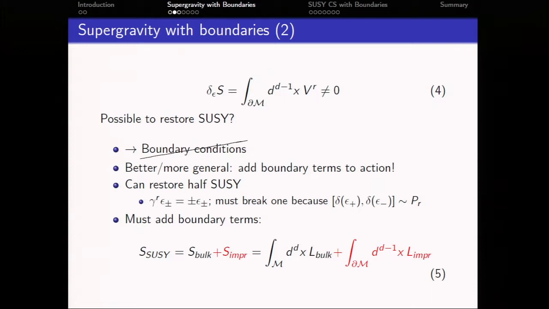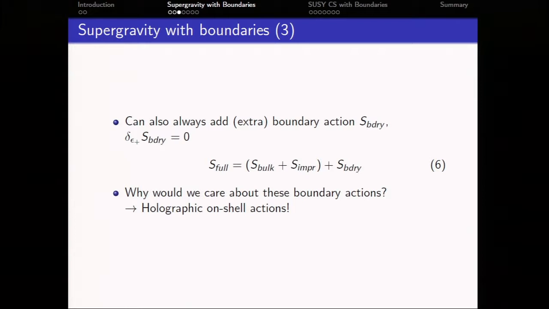So this is what I just said. Our fully supersymmetric action will now be our bulk action and some improvement term that lives on the boundary, which renders this entire action supersymmetric under half of the supersymmetries. In addition, we always have the freedom to add an extra boundary action, which is supersymmetric by itself. So our most general supersymmetric action is our improved bulk action plus some extra boundary action.